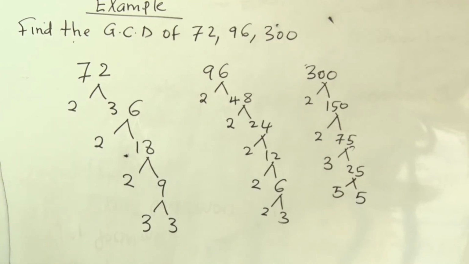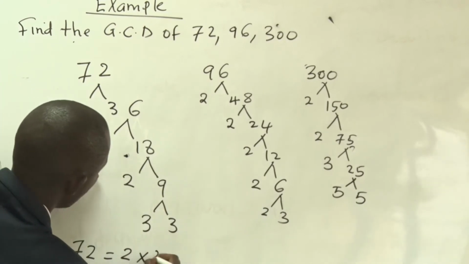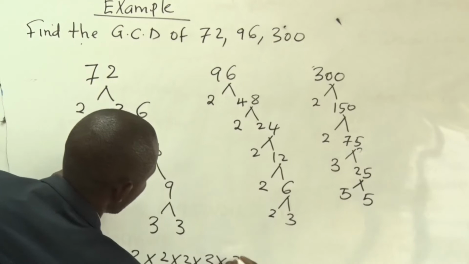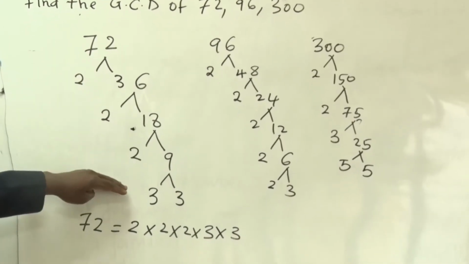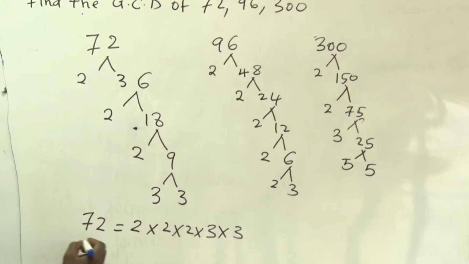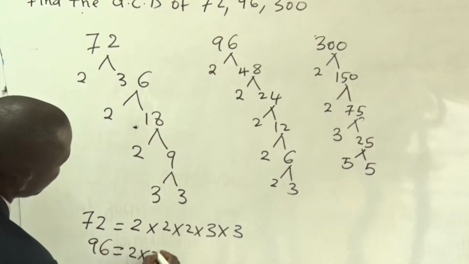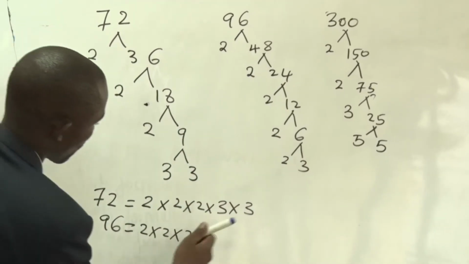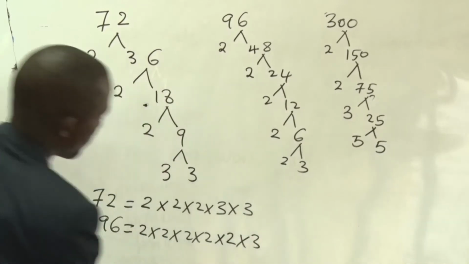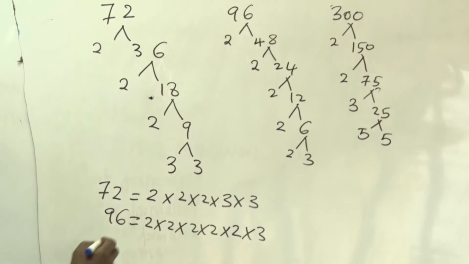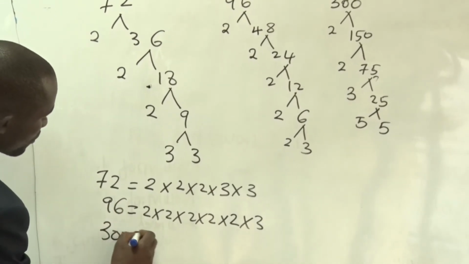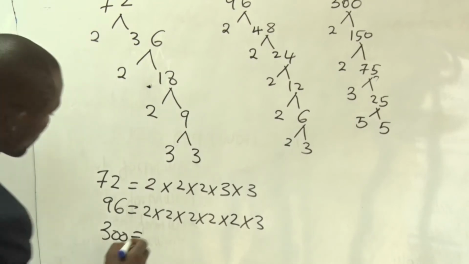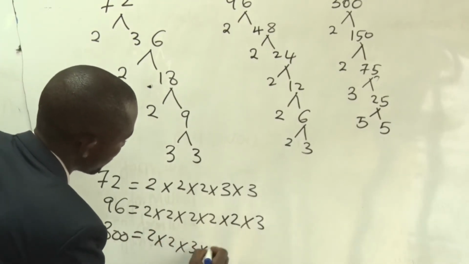After you have done this, you can now write the factors. 72 is given by 2 times 2 times 2 times 3 times 3. Those are the factors of 72. Then you pick the factors of 96. 96 will be given by 2 times 2 times 2 times 2 times 2 times 3. You move to the last one, which is 300, which will be equal to 2 times 2 times 3 times 5 times 5.